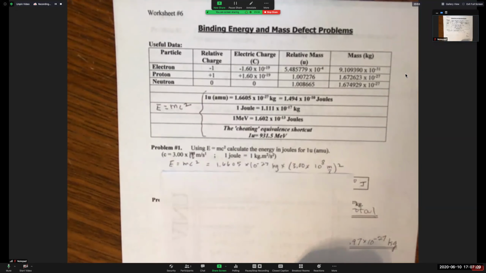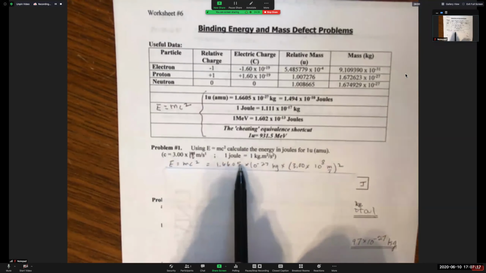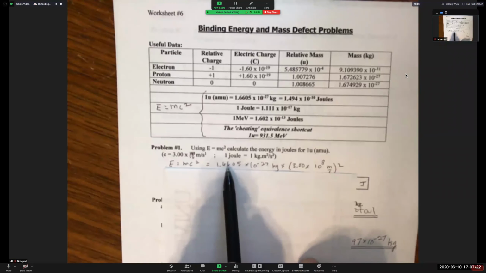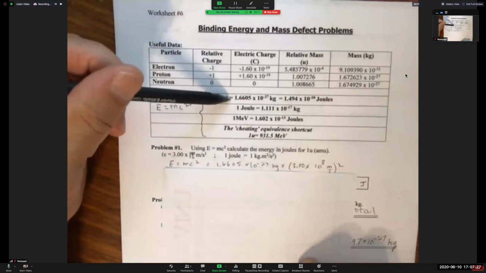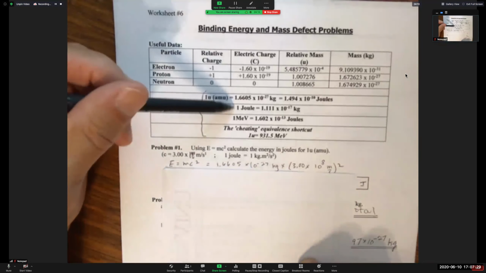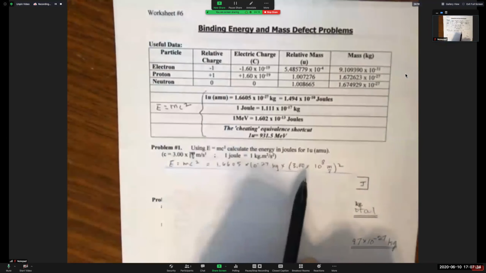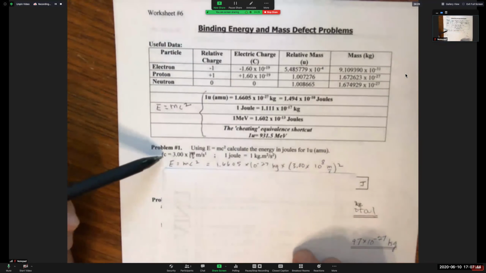So let's look at this calculation. So E equals mc squared. The mass of 1 AMU in kilograms is found up here in this table. So we'll go right up here in the table. There's the mass of 1 AMU in kilograms times the speed of light, 3 times 10 to the 8th meters per second, squared. So you should always have that handy. That wasn't on this original worksheet. I added that.